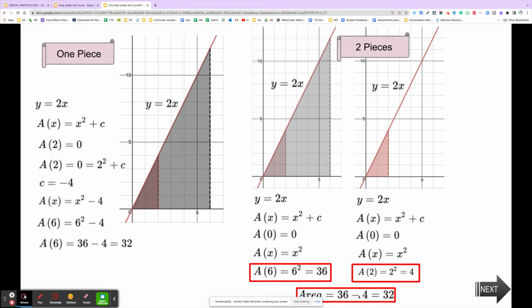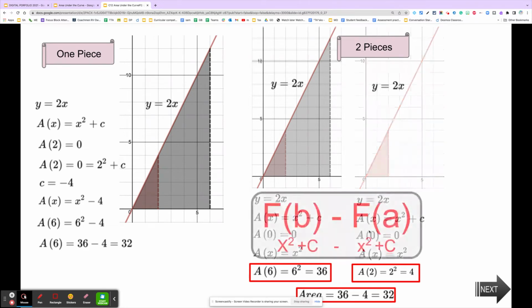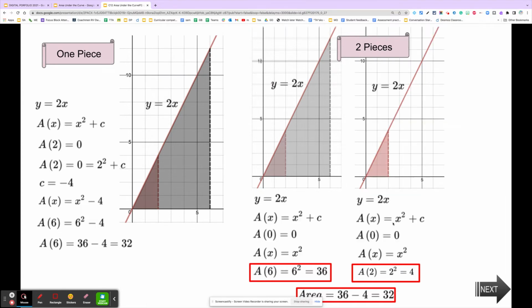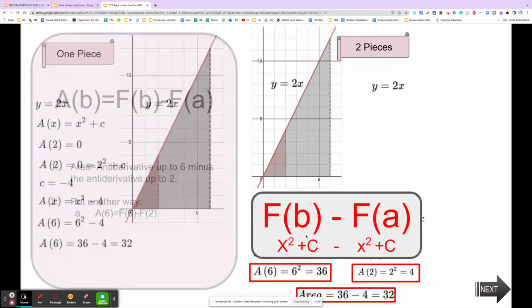Notice that we have the minus 4 here and the minus 4 here. These are the same. So what I'm going to suggest is that rather than trying to find the constant every time, we use this formula here, which is simply the antiderivative of the function at the outer limit of b minus the antiderivative of the function at the lower limit of a. Just to show you what I mean, this area right here, we went up to 2. And that's the same thing that we did over here. Notice that the value is 4 and the value is 4. So we're going to be subtracting that. And this leads to this formula.